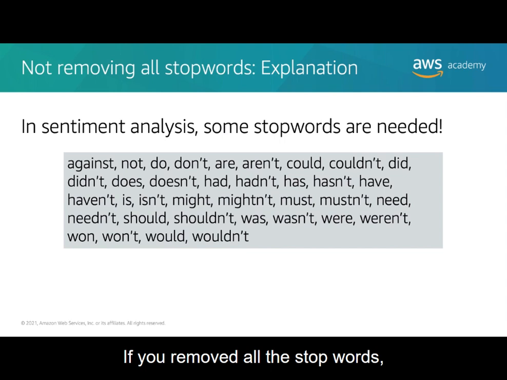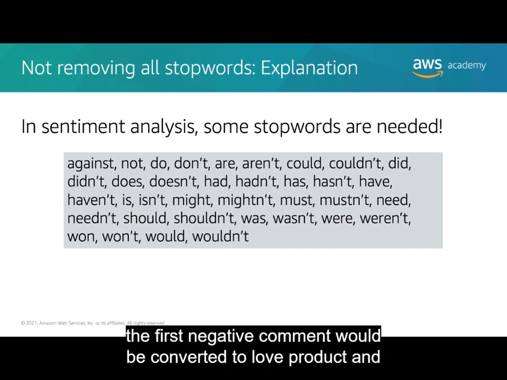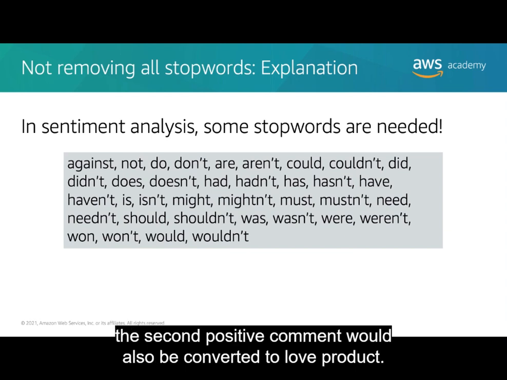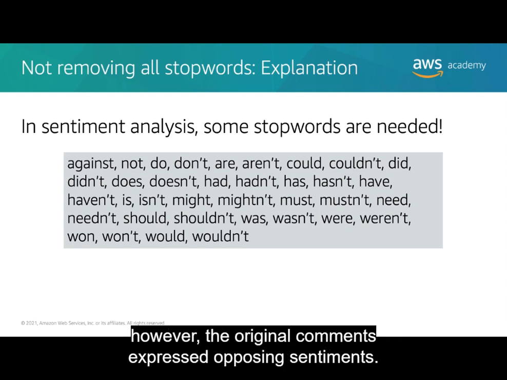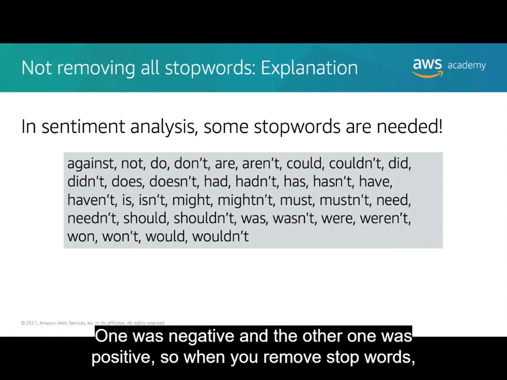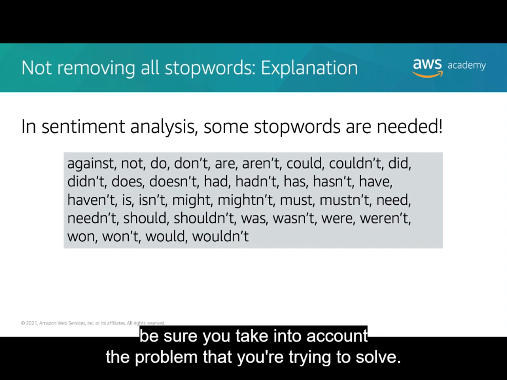If you removed all the stop words, the first negative comment would be converted to love product, and the second positive comment would also be converted to love product. Clearly, both of the converted phrases express the same intent, love product. However, the original comments expressed opposing sentiments. One was negative and the other one was positive. So when you remove stop words, be sure you take into account the problem that you're trying to solve.